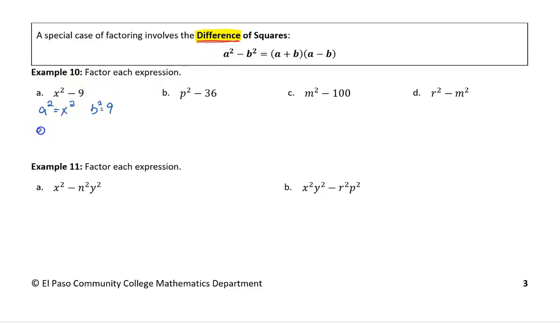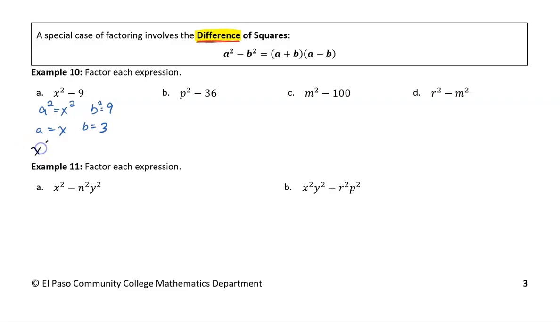So I need to know, well, what's a and what's b by itself? Well, if a squared equals x squared, it makes sense that a is equal to x. And then my b squared is 9. So what did I use to get that 9? I used a 3, right? 3 squared gives me that 9.